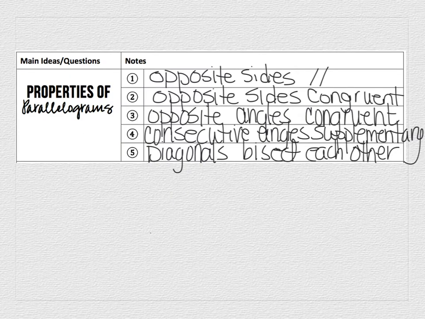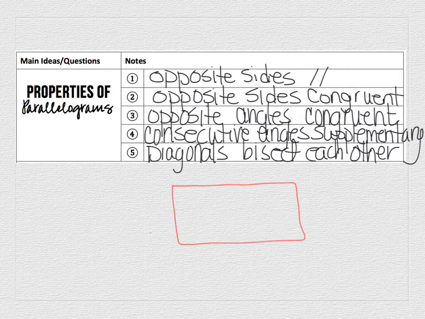So here are 5 properties of a parallelogram. Opposite sides are going to be parallel. That goes with parallelogram. Opposite sides are going to be congruent. Opposite angles are congruent. Consecutive angles are supplementary. And the diagonals bisect each other.